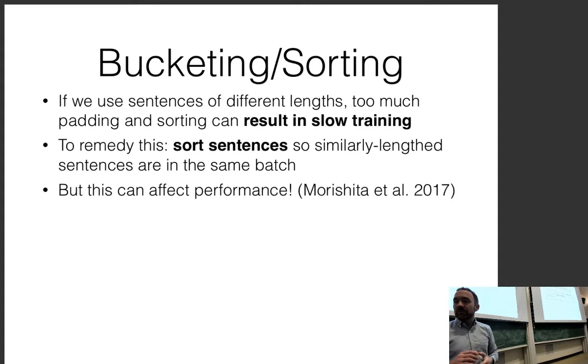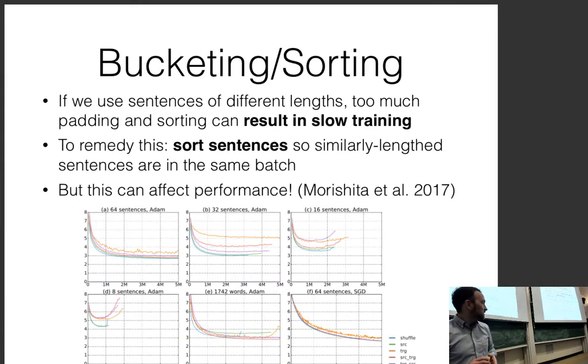One thing to be aware of, though, is that this can actually affect your performance. And actually, we had a question about this on Piazza 2, I believe. But basically, we did an experiment for sequence-to-sequence models where we tried various ways of doing the sorting and bucketing to make training more efficient. The blue line is shuffle. The green line is when we sort by the source side. The orange line is when we sort by the target side. The red line is when we sort by the source side length and then by the target side length. And the purple line is when we sort by the target side length and then the source side length.